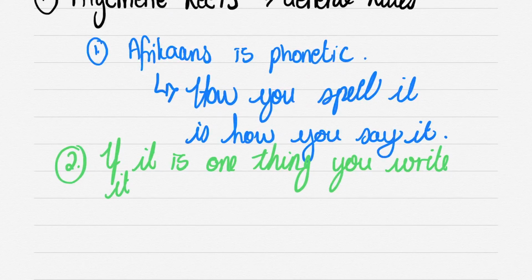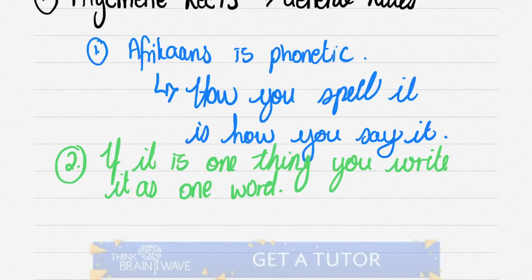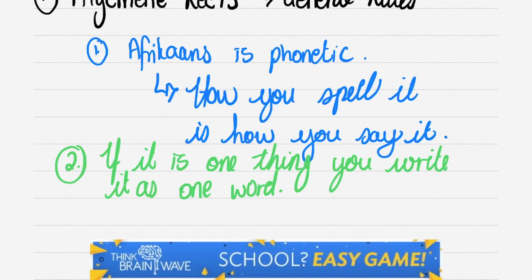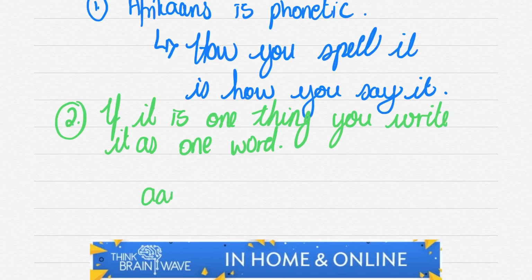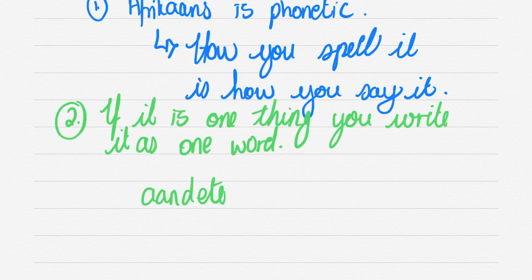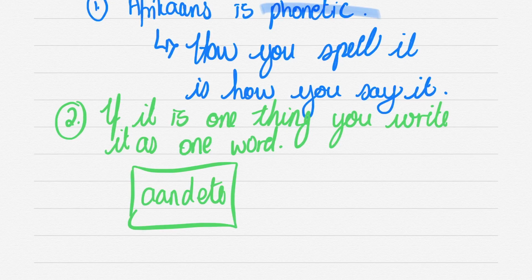So if it's one thing, you write it as one word. For instance, evening dinner, you'd just say aandete. You wouldn't say aand separated by a space and then write ete. It's a single action, therefore it's a single word. Very simple, where English is very confusing and we've got multiple different ways of writing things. Afrikaans is relatively simple from this point of view, which is actually quite nice.